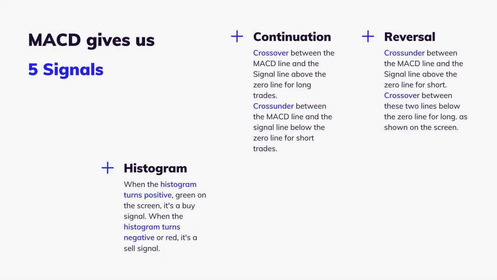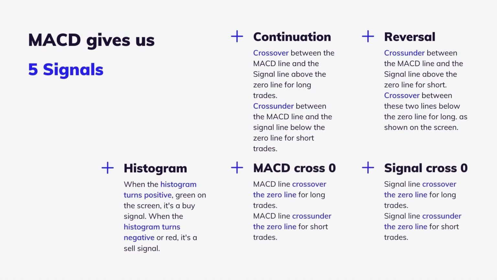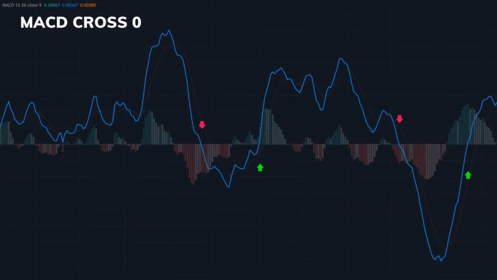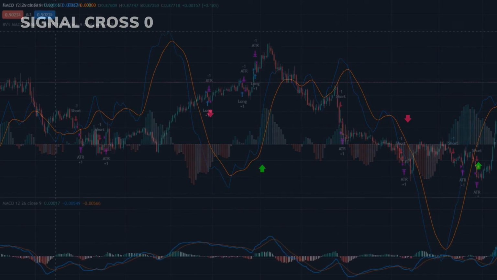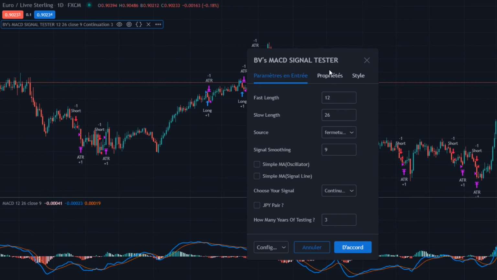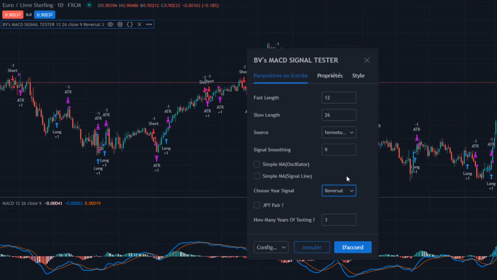The last 2 signals, the MACD line 0 cross and signal line 0 cross, are more or less the same. We will simply wait until the relevant line crosses the 0 line to place our buy or sell orders. Remember that the blue line represents the MACD line and the orange one the signal line. The script is ready. You can see that the signals change according to the choose your signal list of our 5 different signals.